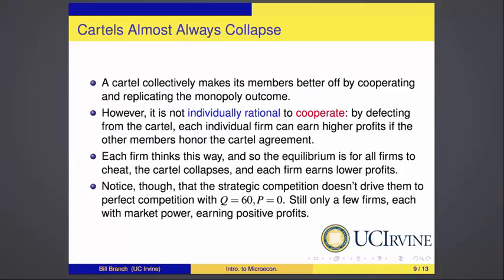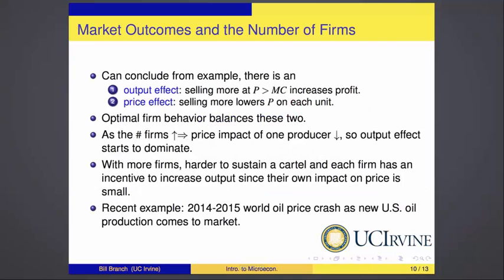However, this competition isn't necessarily driving them to perfect competition. Because there are only a few firms, they're still exerting some market power and earning positive profits. Well, the sustainability of a cartel does depend on the number of firms. In this example, we just had 2 firms, and it turns out that 2 firms are easier to sustain than more than 2 firms. With many firms, it's very difficult to sustain a cartel agreement.